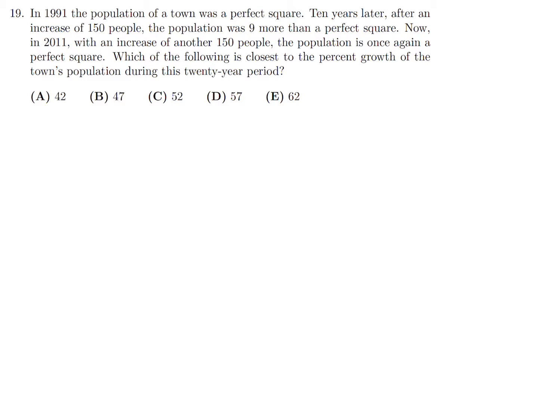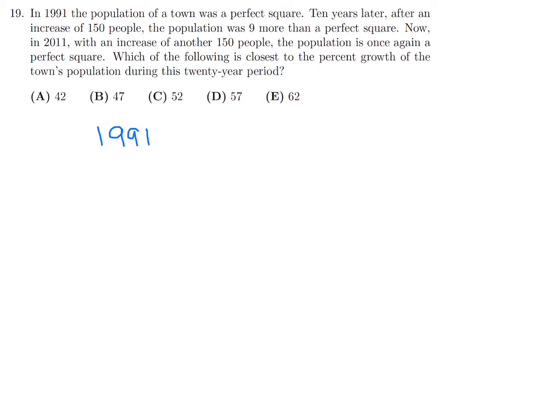In 1991, the population of a town was a perfect square. 10 years later, after an increase of 150 people, the population was 9 more than a perfect square. Now, in 2011, with an increase of another 150 people, the population is once again a perfect square. Which of the following is closest to the percent growth of the town's population during this 20-year period?